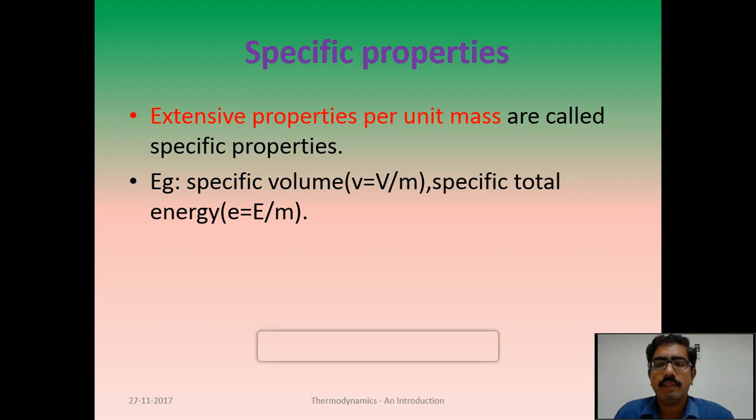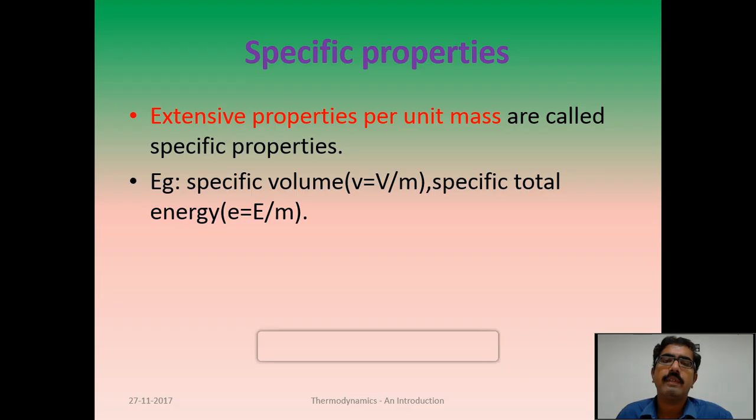Next, we are having specific properties. That is, we are having extensive properties that depend upon the mass. So if we consider extensive properties per unit mass, then we call them specific properties. For example, we are having volume that is denoted by a capital V. So if we consider it per unit mass, then we call it specific volume.